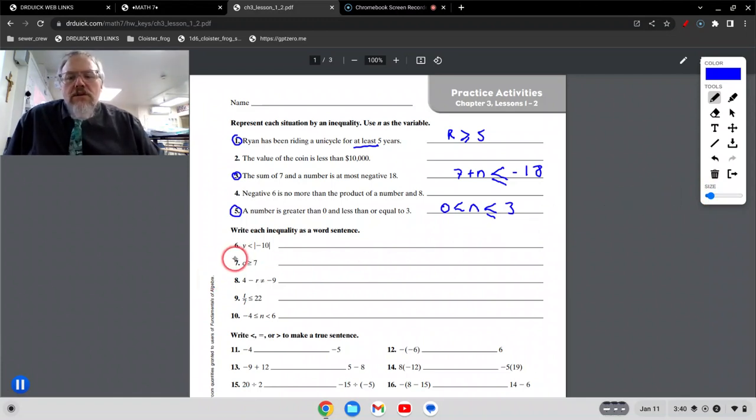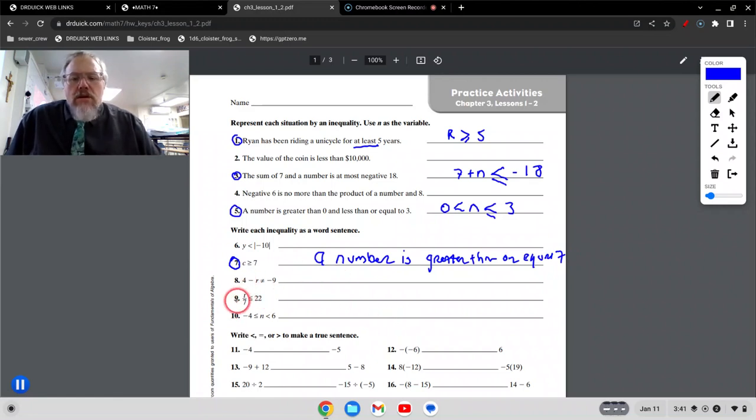Let's try number 7. Write each as a sentence. C, a number, right? I'm going to write down a number is greater than or equal to 7. Pardon the handwriting, I think I started too far over.